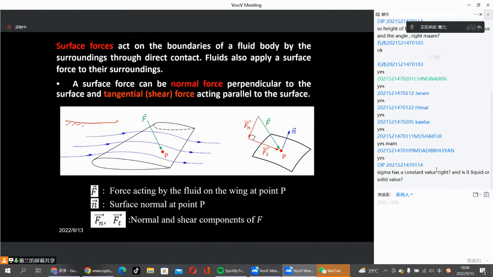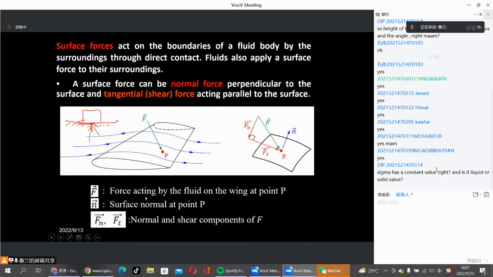Just like when we study a solid surface with a box on it, the supporting force is not perpendicular to the solid surface. So we can decompose it into two: one is perpendicular, the normal force, and one is parallel to the surface, the friction force. This is two-dimensional. If it's three-dimensional, the force can be decomposed into two more components. So this is for the surface.